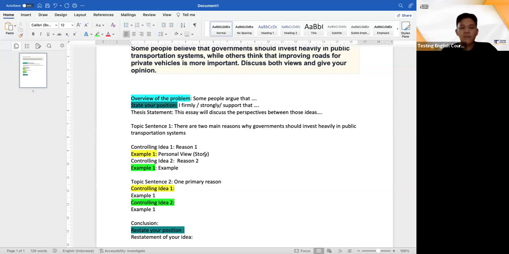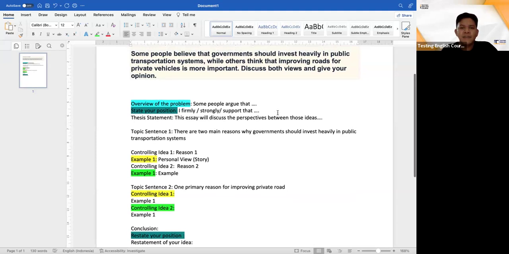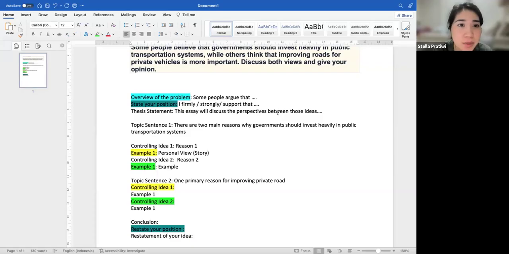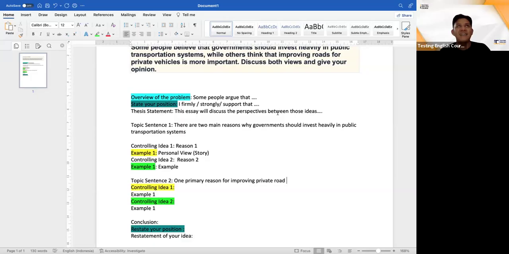So that's the thing. One primary reason is for improving, let's say, private roads. Oh, private vehicles here, maybe not. So how do you understand when someone says private vehicles, miss? Well, like a private car. If I say for example Transjakarta, is it a private vehicle? No. It's like a car. Everybody has their own car, or a motorcycle. Nice, right?